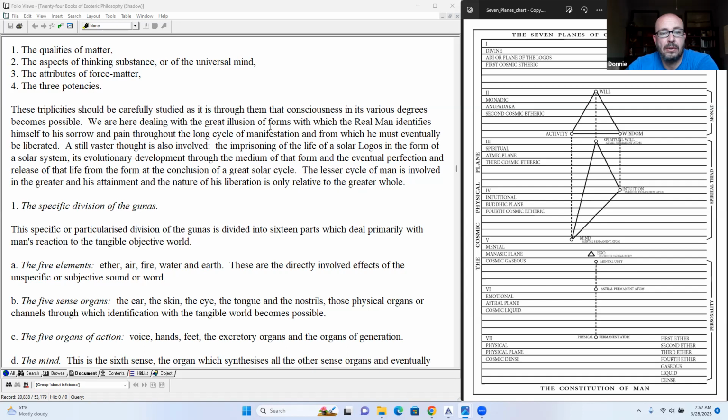We are here dealing with the great illusion of forms with which the real man identifies himself to his sorrow and pain throughout the long cycle of manifestation, and from which he must eventually be liberated. A still vaster thought is also involved, the imprisoning of the life of a solar logos in the form of a solar system, its evolutionary development through the medium of that form, and the eventual perfection and release of that life from the form at the conclusion of a great solar cycle. The lesser cycle of man is involved in the greater, and his attainment and the nature of his liberation is only relative to the greater whole.